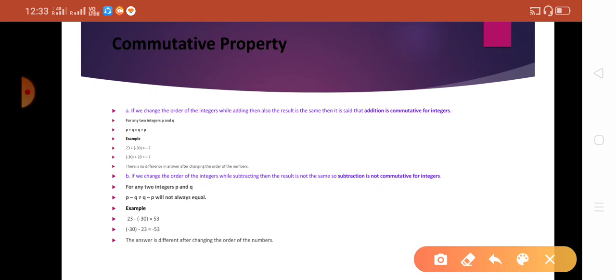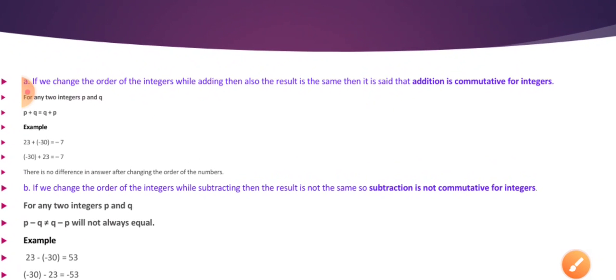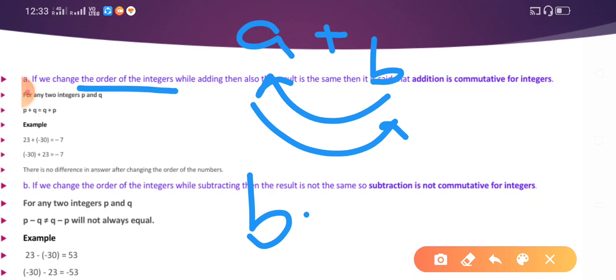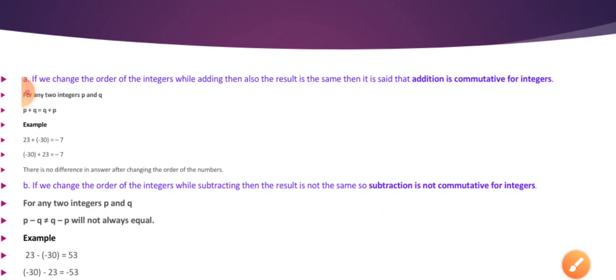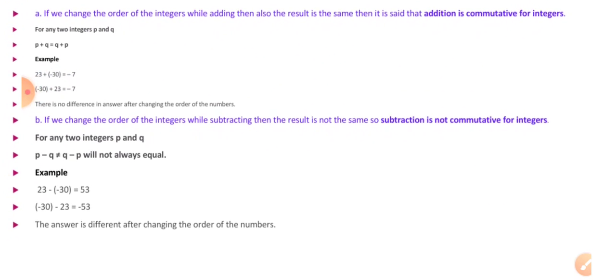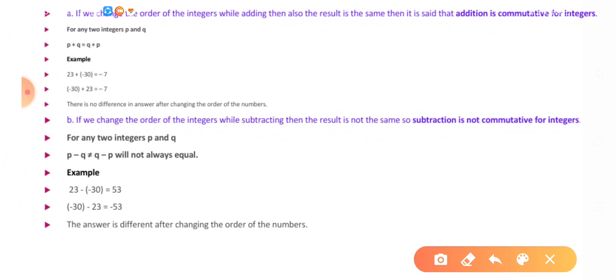That is the commutative property. So the first thing is, if we change the order of integers: first you add a plus b, then you interchange the order, that means you write b first, then a. If you interchange the order of integers while adding, then the result is also the same. So we can say that addition is commutative for integers.